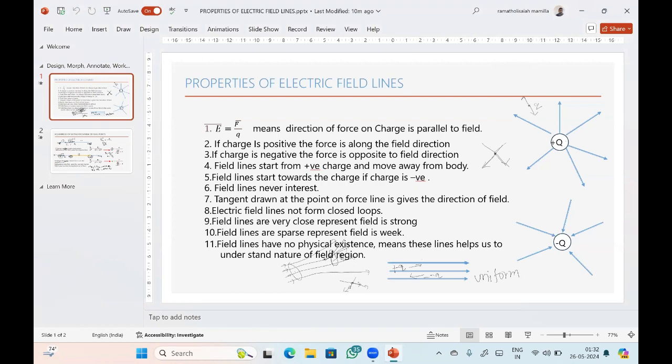Welcome back, guys. So today my topic is very simple, that is properties of electric field lines.